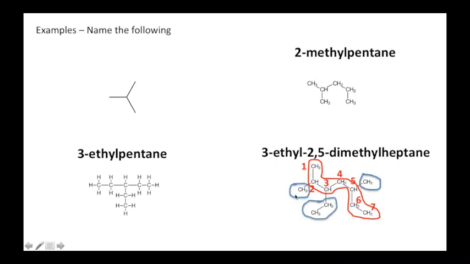Now this branch is the same as this branch. Those are methyls. This has 2. That's an ethyl. This one's attached to carbon 2. This one's attached to carbon 5. This one's attached to carbon 3. Now we name it alphabetically, so this one goes first. E comes before M. 3-ethyl, and then 2,5-dimethyl.